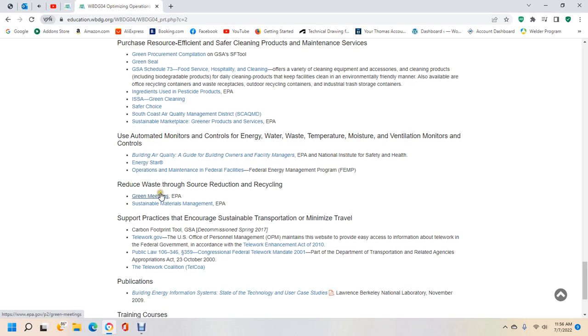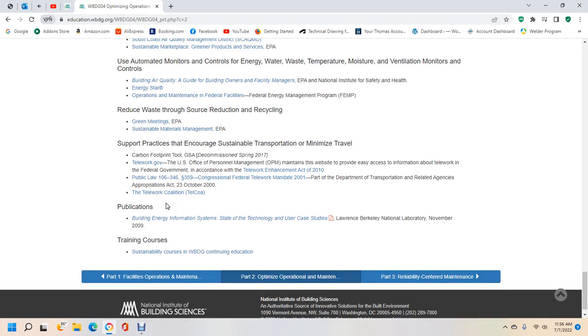Energy Star operation and maintenance for federal facilities. Reduce waste at the source with reduction and recycling, green meetings, and sustainable materials management. Support practices that encourage sustainable transportation for minimized travel, and the carbon footprint tool. GSA, telework.gov, Public Law 106-346 Section 359, Congressional Federal Telework Mandate 2001, Telework Coalition, Building Energy Information System, site technology, user case studies, training courses, sustainable courses, Whole Building Design, and continuing education.